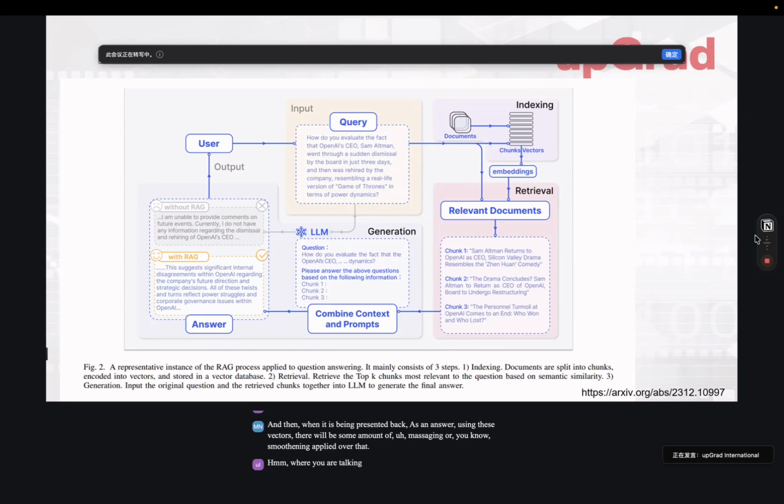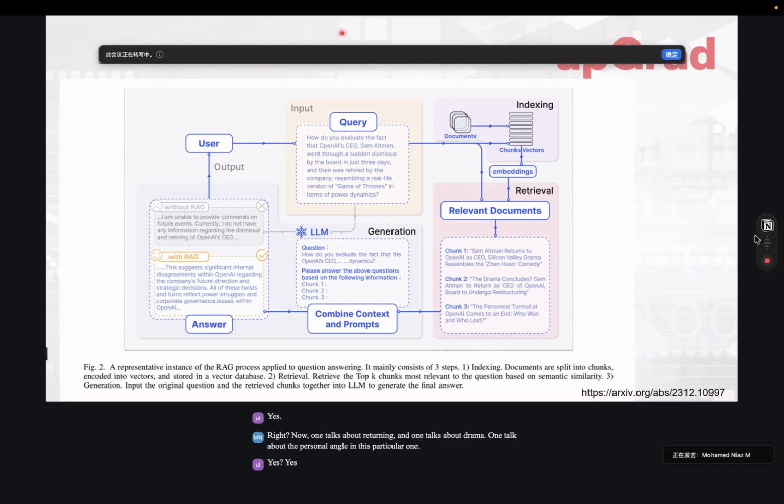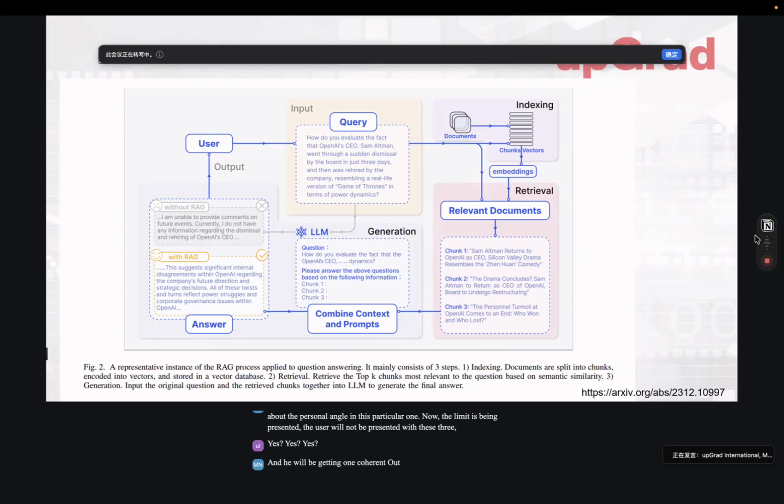Where are you talking about that smoothing? For example, the retrieved chunks: chunk 1, chunk 2, chunk 3, the top three independent or orthogonal extracts have come. One talks about returning, one talks about drama, one talks about the personal angle. When it is being presented, the user will not be presented with these three; he will be getting one coherent outcome, right? Yes, this is input to our LLM. Just like the previous information, this is going to an LLM, so it is all abstracted out.